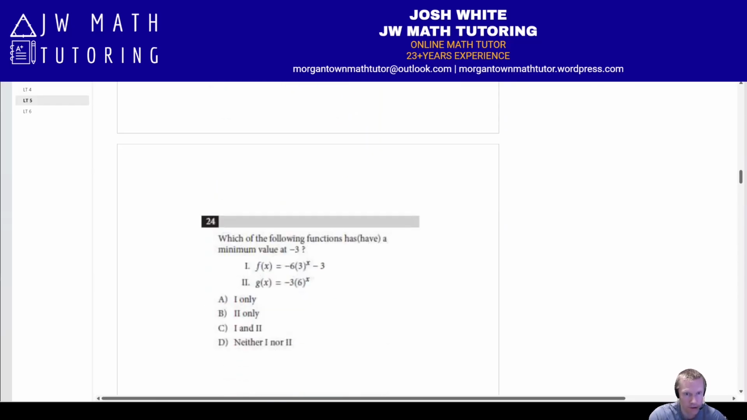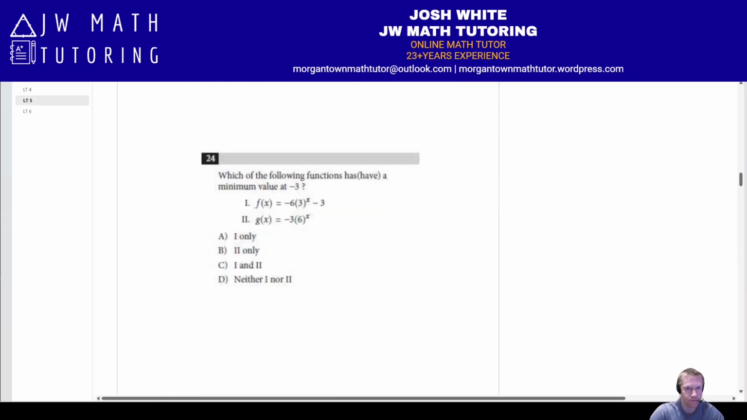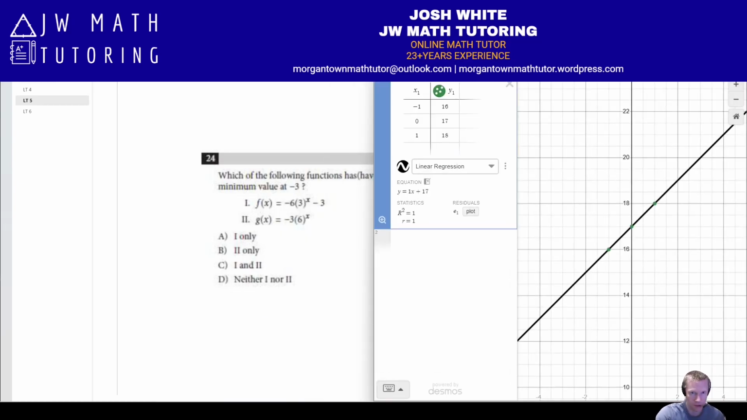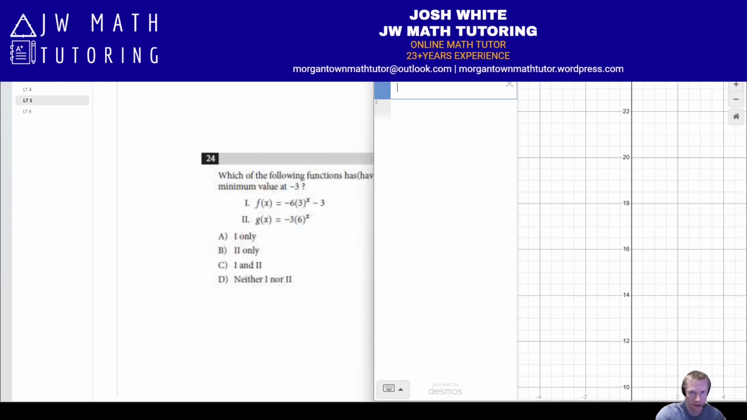All right. Next up, question number 24. Which of the following functions has a minimum value at -3? So, a couple things. I personally would go to Desmos and graph these because these are exponential functions, and I think it's just easier to see. First of all, do they have a minimum value, and if they do, where?